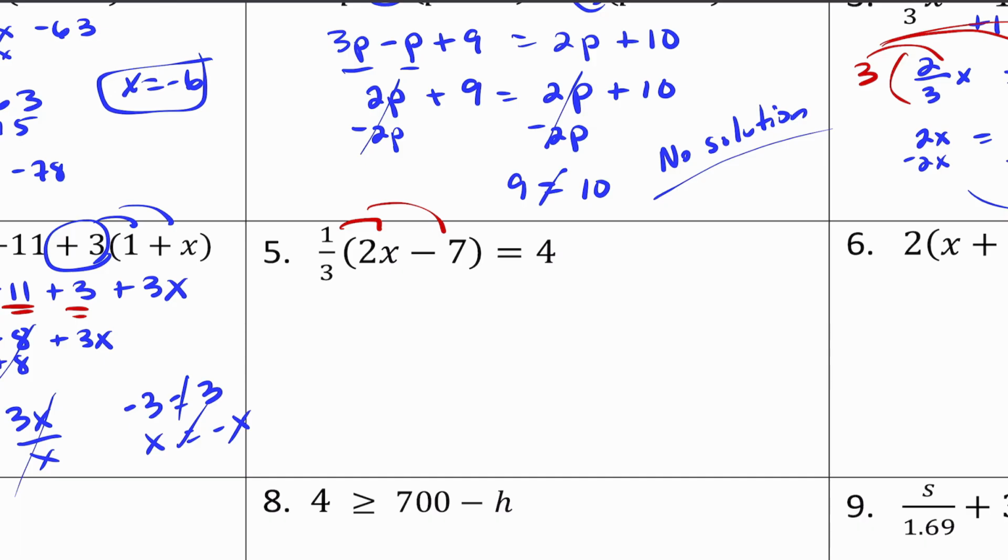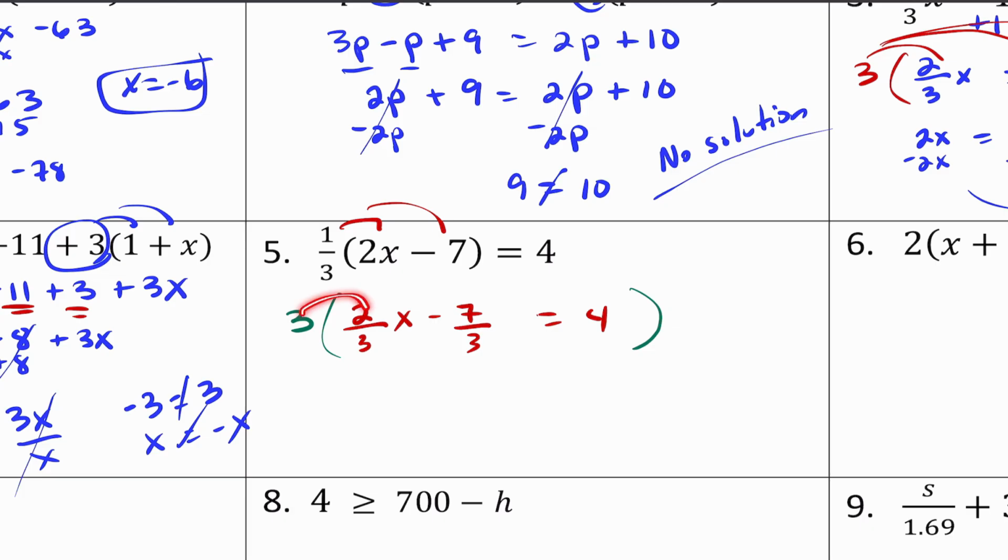So what did I say? If you have 1/3 times 2x, you're going to do 1 times 2, right? That's 2, and then divide by 3, slap on the x. And then 1/3 times negative 7, that's negative 7/3 equals 4. I don't like the fraction, so I'm going to go ahead and multiply everything by 3.